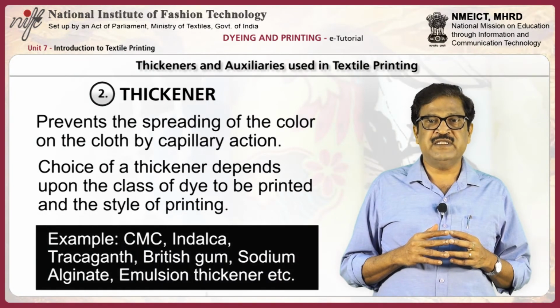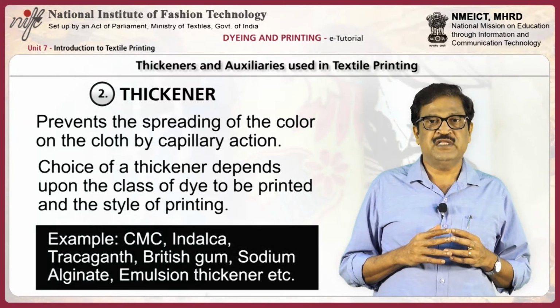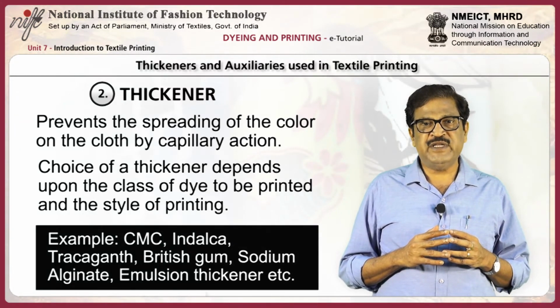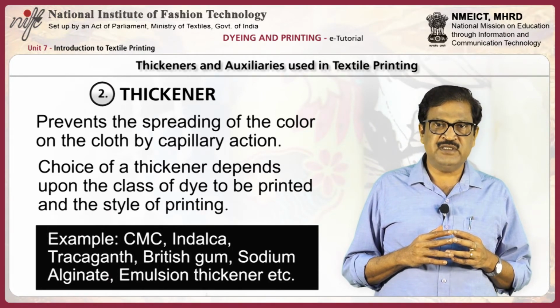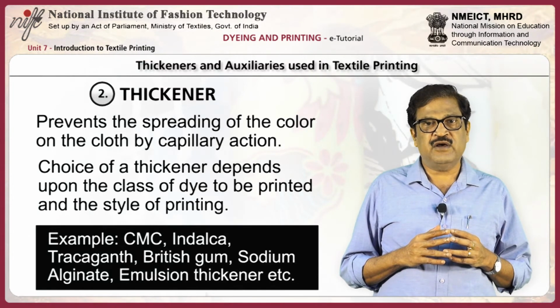Thickeners used in textile printing prevent the spreading of the color on the cloth by capillary action. The choice of thickener depends upon the class of dye to be printed and the style of printing. For example, CMC, Indalca, Tragacanth, British gum, sodium alginate, emulsion thickener, etc.